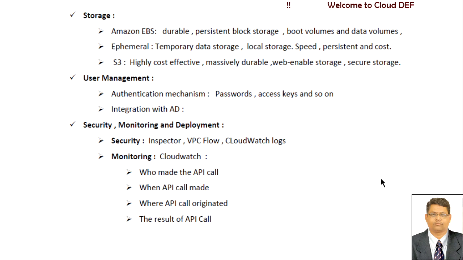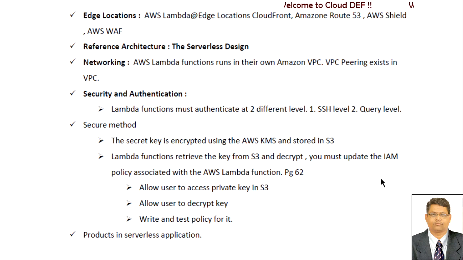User management: authentication mechanisms, passwords, access keys, and so on. Integration with AD. Security, monitoring and deployment. Security: Inspector, VPC Flow Logs, CloudWatch Logs. Monitoring: CloudTrail. Who made the API call? When was the API call made? Where did the API call originate? The result of the API call. Edge locations: AWS Lambda at edge locations, CloudFront, Amazon Route 53, AWS Shield, AWS WAF.